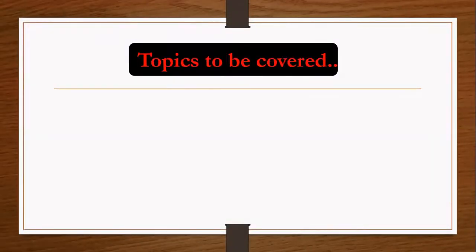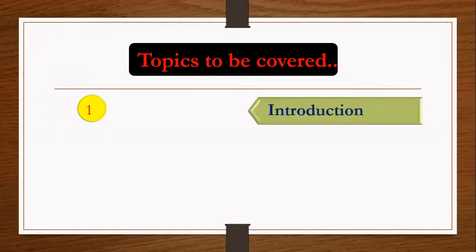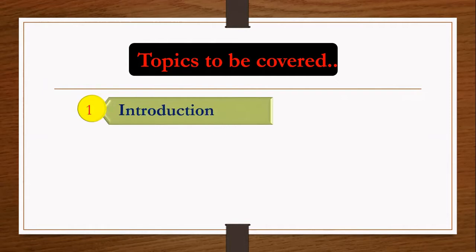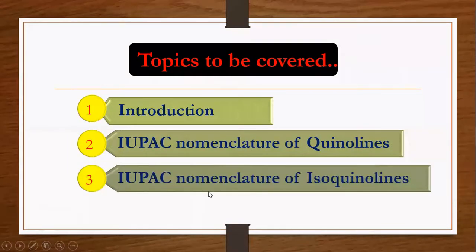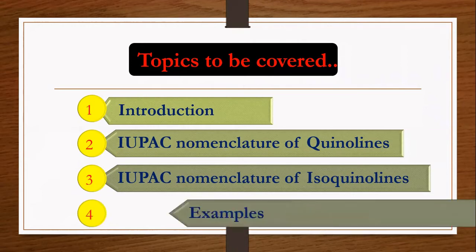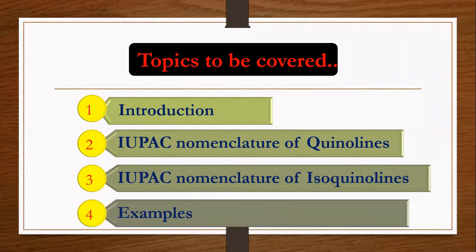includes 4 points. First one is introduction about quinoline and isoquinoline. Second, IUPAC nomenclature of quinoline. Third one is IUPAC nomenclature of isoquinolines, and then we'll see the examples of quinoline and isoquinoline.